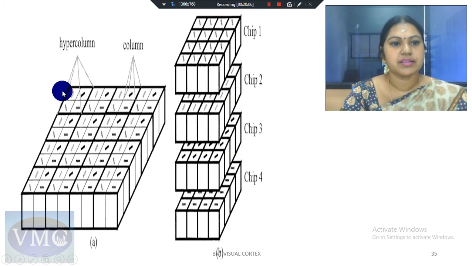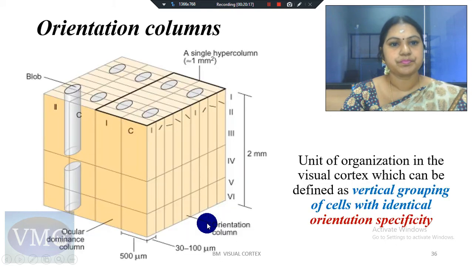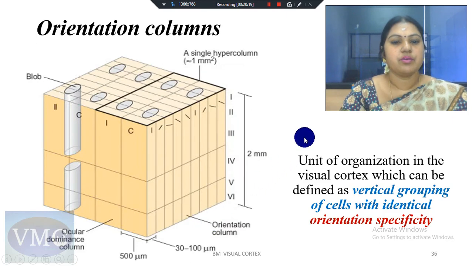So here you can see the hypercolumn cells, and these are further divided into orientation columns. Here you can see layers 1, 2, 3, 4 like that. It is like a chip. So orientation columns, we will go through them in more detail. Again we will revise.